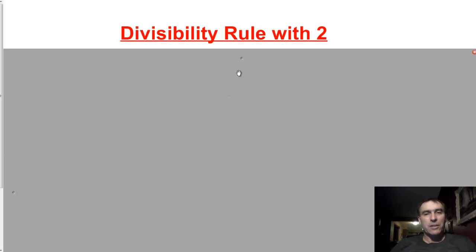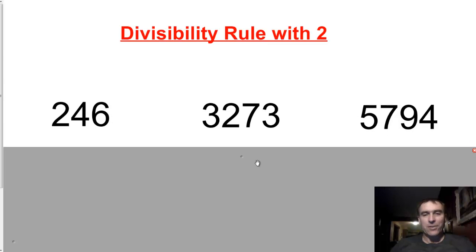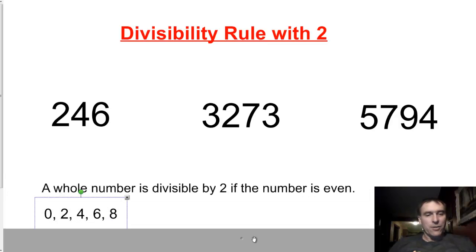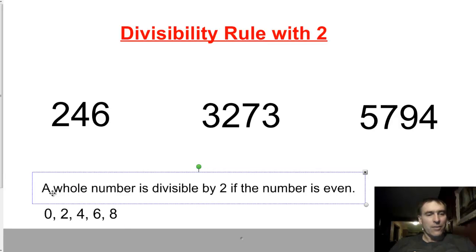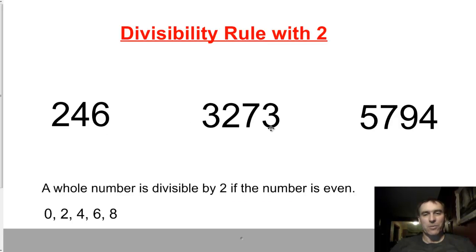First of all, divisibility rule by 2s. Well, this is something you should know. You've been counting by 2s for many years, and you should be able to figure out right away which of these numbers is not divisible by 2. And if you look at the rule, a whole number is divisible by 2 if the number is an even number. And those even numbers end with a 0, 2, 4, 6, 8. So indeed, certainly this ends in a 6, so it is part of our divisibility rule.